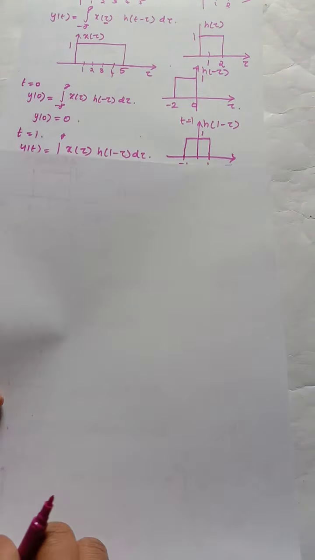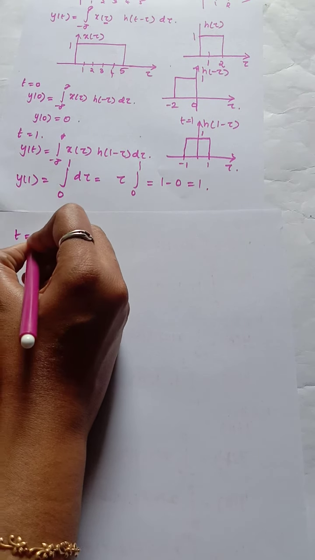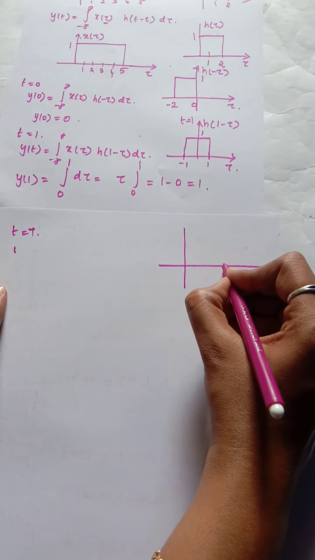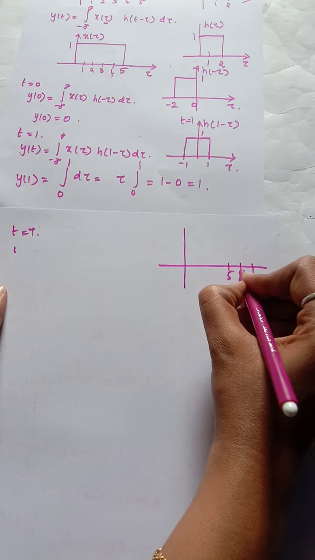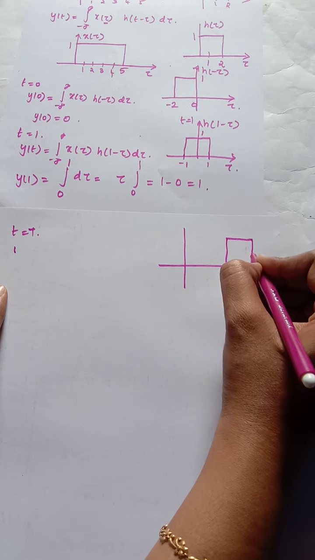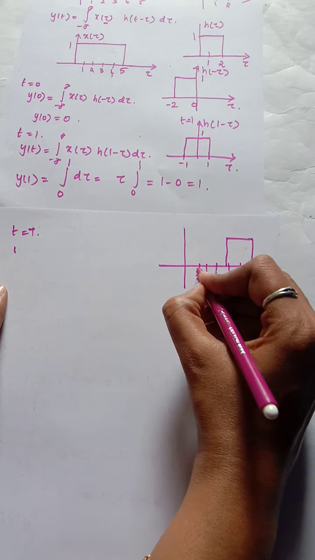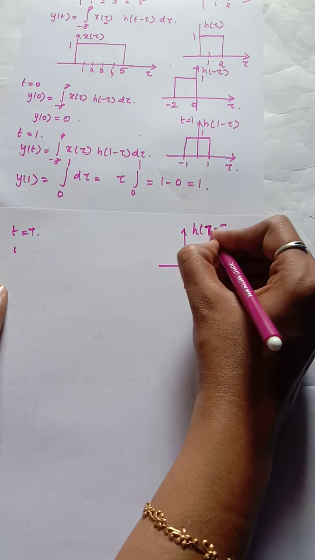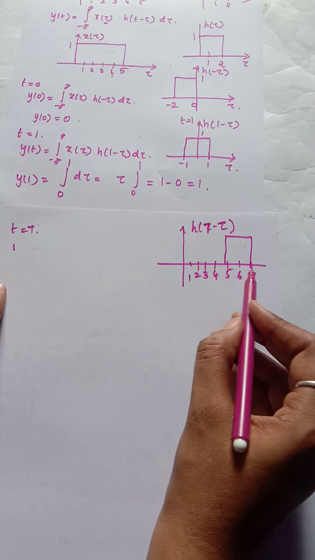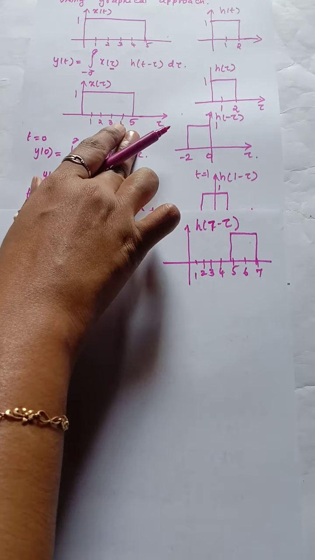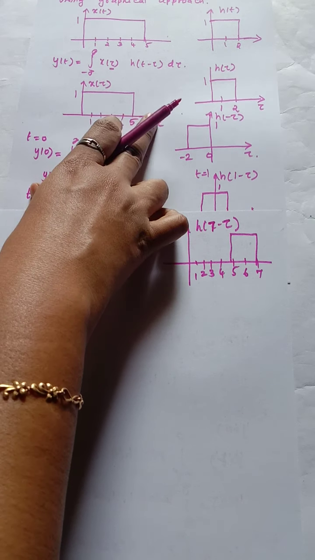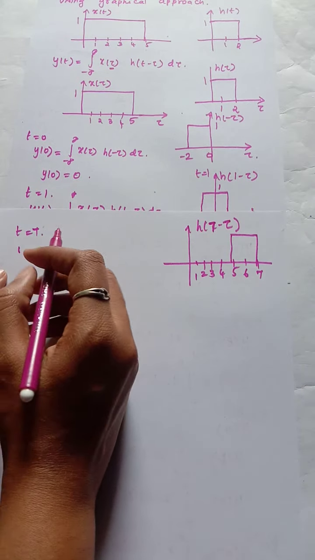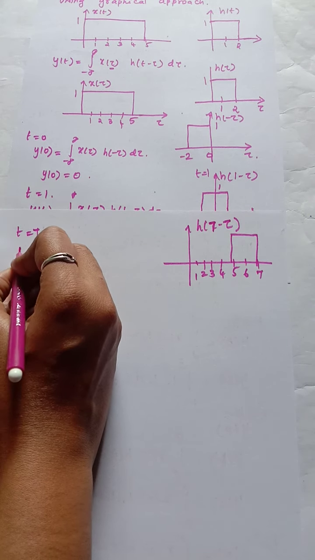So similarly at t equal to 7, what you need to do is the same process. So I am shifting this signal. So this signal will have the signal at 5 6 7, 4 3 2 1. Okay, so this is h of 7 minus tau. Okay, now see 5 to 7. So here the signal has a common limit from 5 to 7, right? So what we need to do now is find t equal to 7.